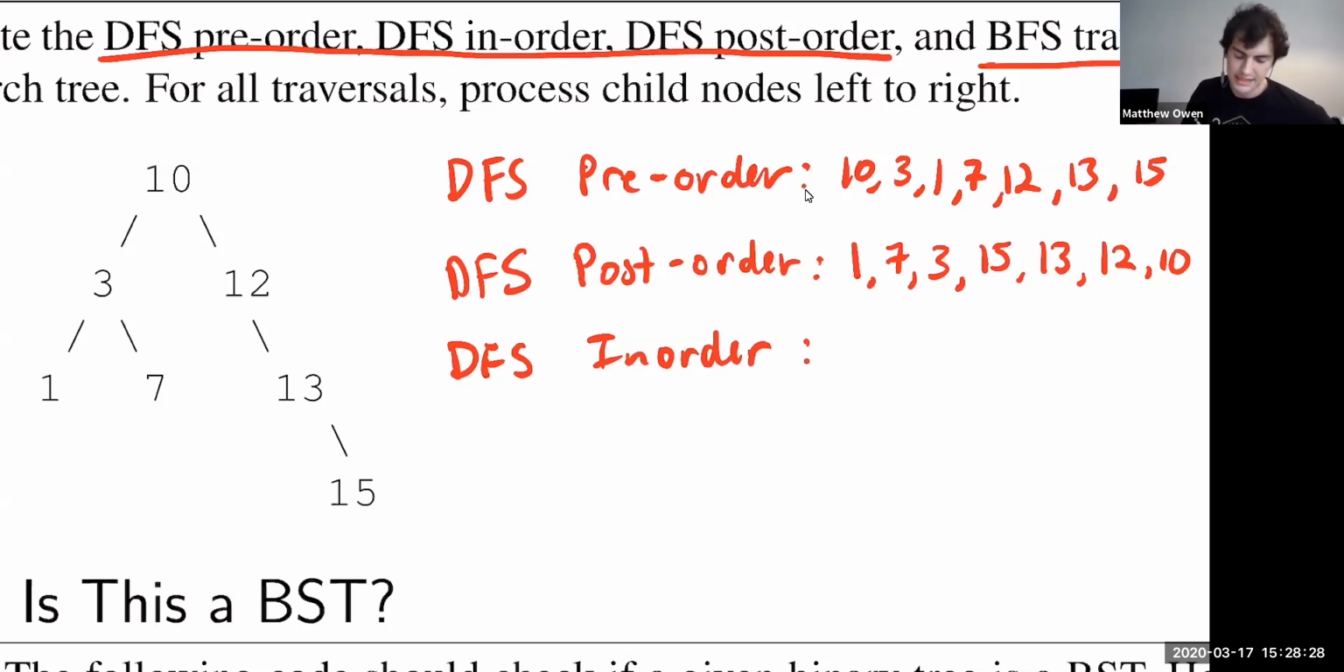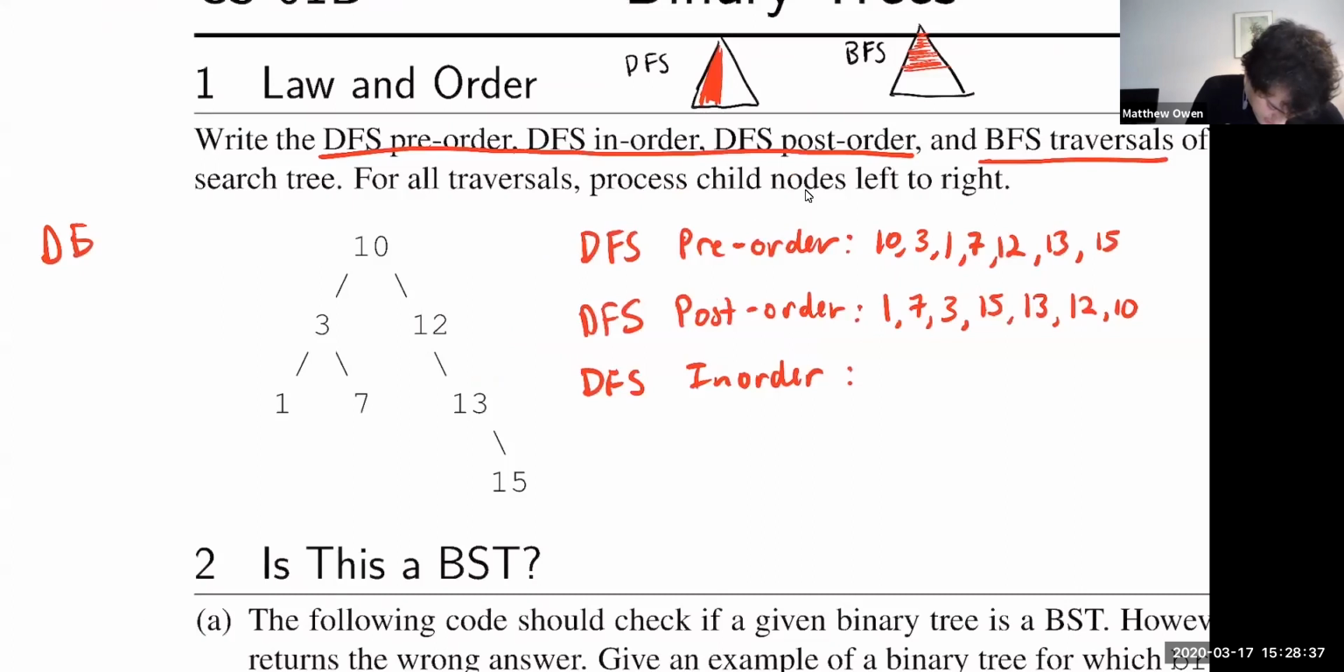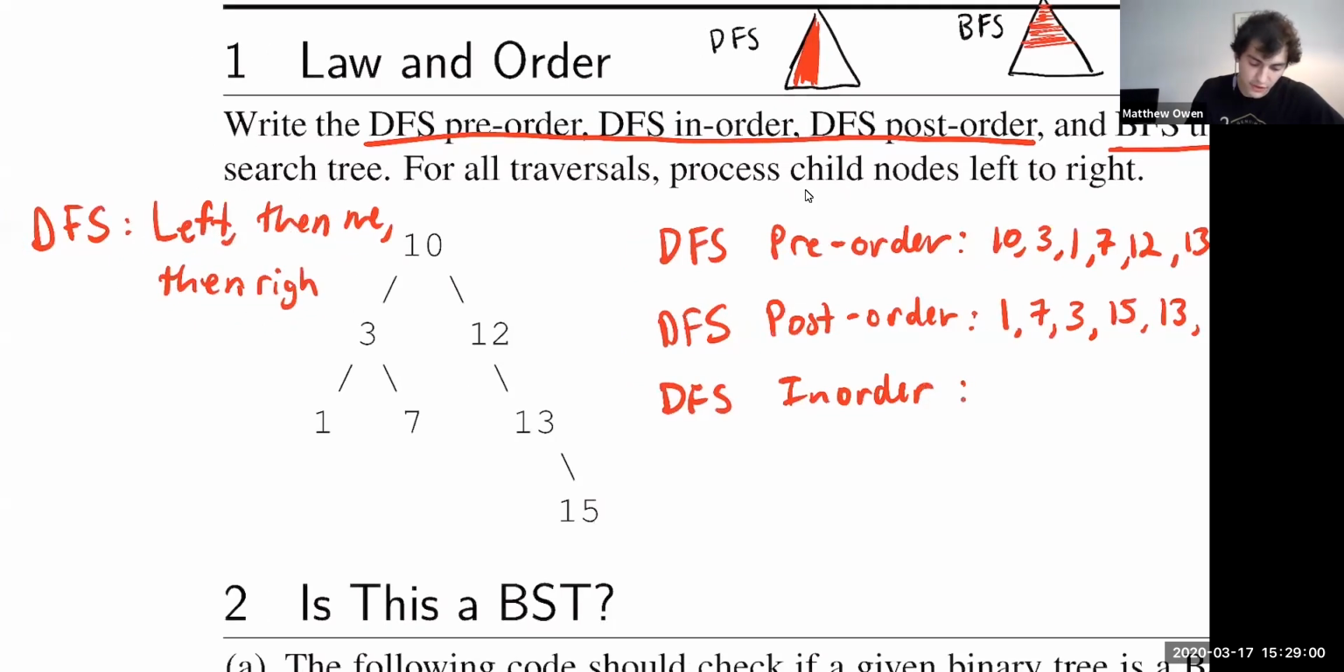The last one is DFS in order. So DFS in order, that was a combo. So basically first you visit the left, then me, then right. So what exactly does that mean? The order in which you add things is, you should first look at your left. So don't add yourself until you've visited all of your left. Then do yourself, and then do all the right.